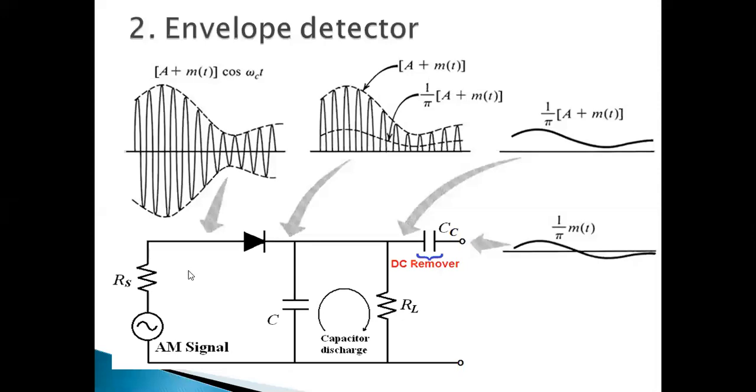The next point is in the positive half cycle. This is the positive half cycle of the AM signal, the amplitude modulated signal. In the positive half cycle of the AM signal, the diode conducts. Already I told you, the diode conducts means it is going to the active position. Active position means it is on.